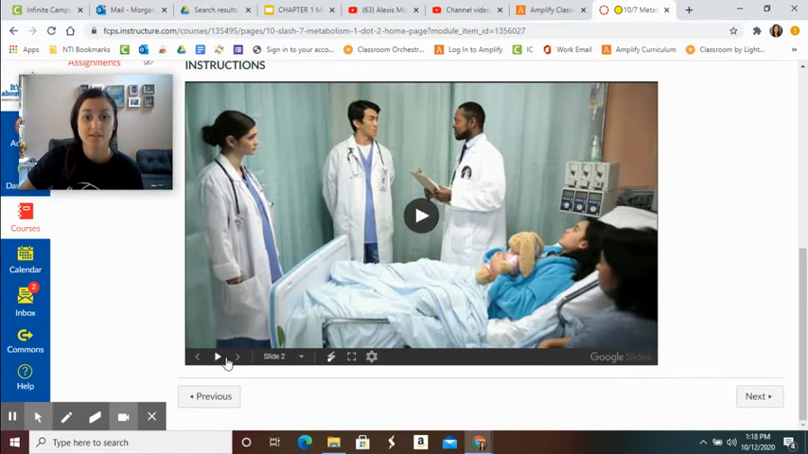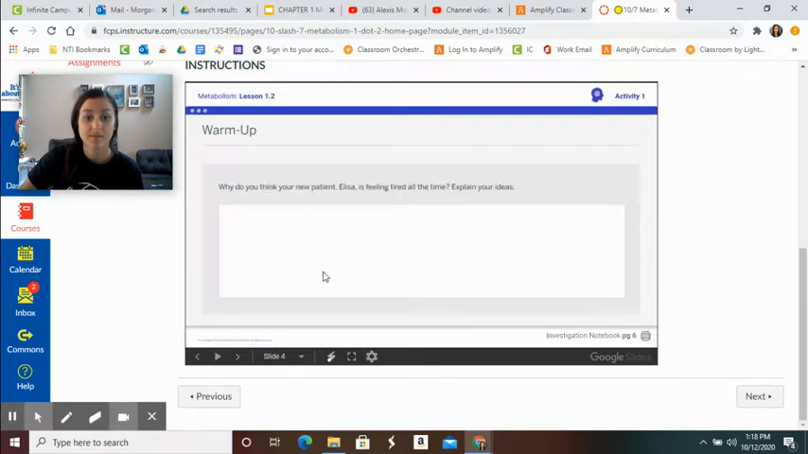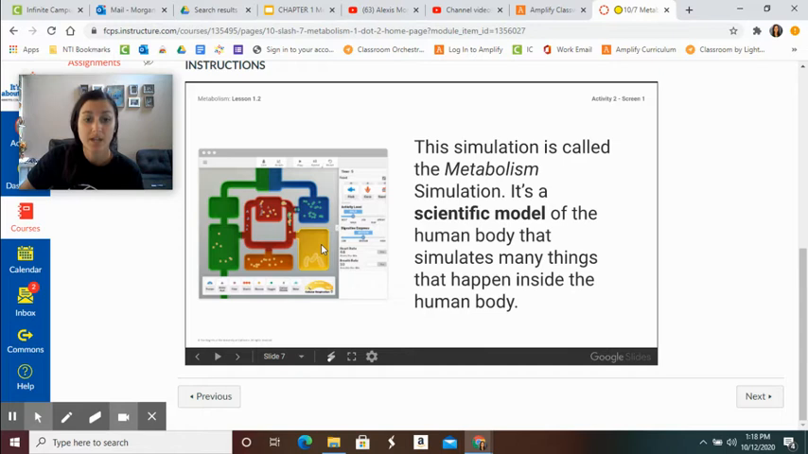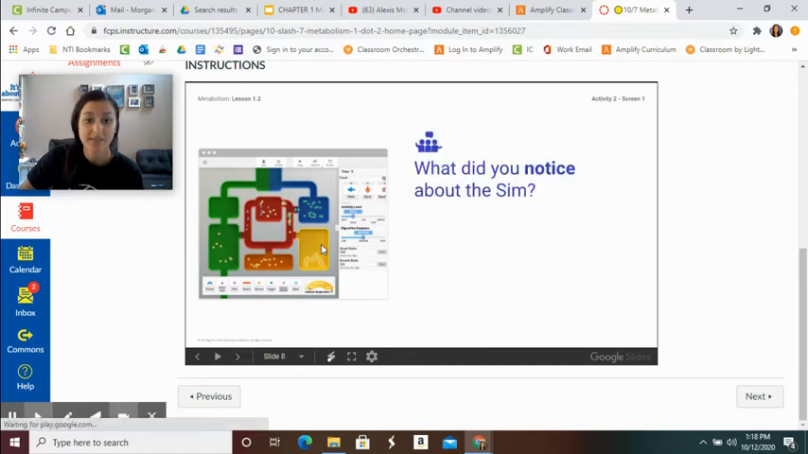The next thing after the warm-up, which is in Canvas, is that we are going to use this simulation today. We're going to use this simulation to model the human body and learn how a healthy human body functions. We are focusing on the word metabolism.